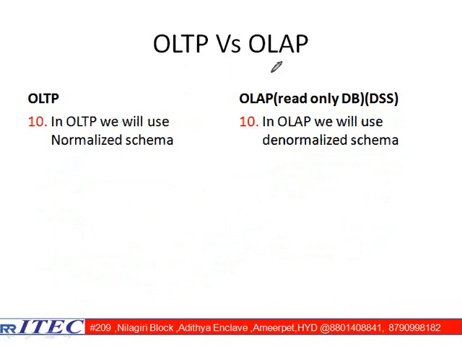OLTP versus OLAP. In OLTP, we'll use a normalized schema, whereas in OLAP, we'll use a denormalized schema. What is the meaning of that? Why normalized here, and why denormalized there? That we need to understand.